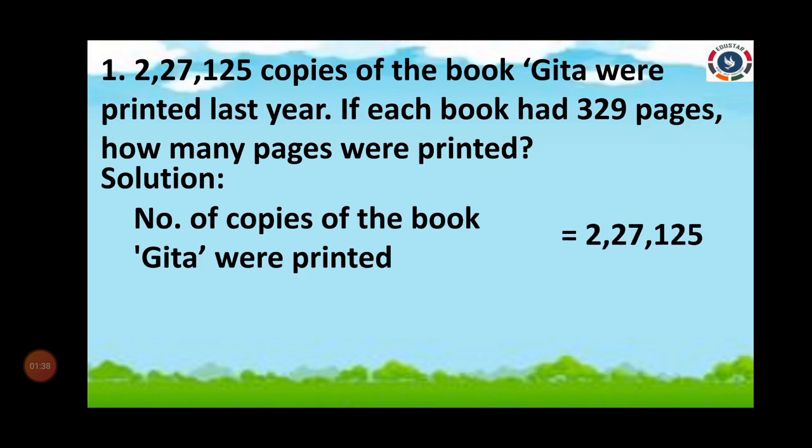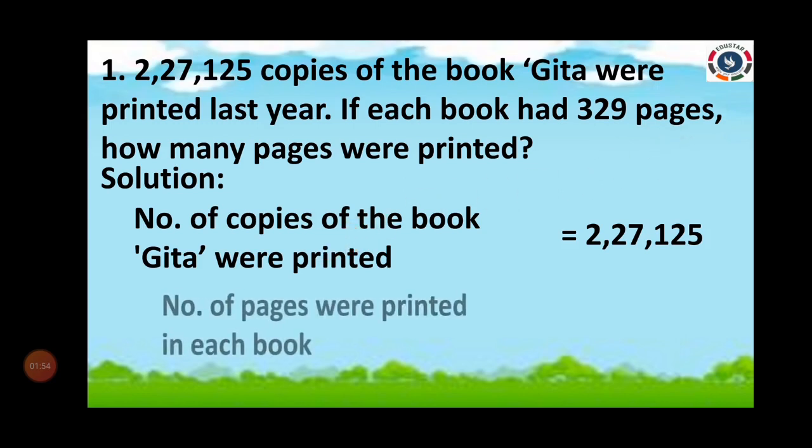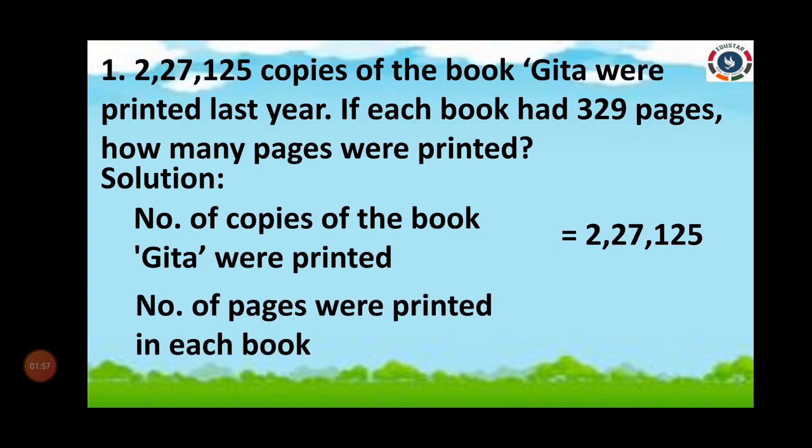Next, what is given in the question? Each book is given. Each book means only one book. So one book had how many pages? 329 pages. So write: number of pages printed in each book is equal to 329. These two things are given in the question, so write the given data first.